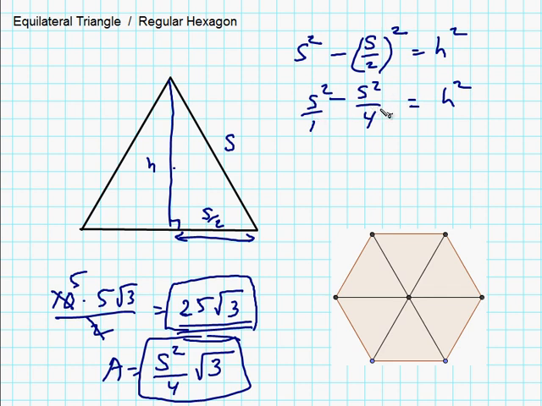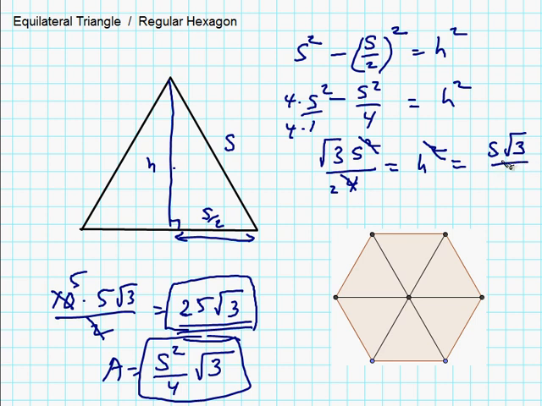How do I combine these fractions? Well, I need the same denominator, so I have to take this times 4 over 4. Now the denominators are both 4. So I have 4s squared minus one of them is 3s squared over 4. And then if I want to find h, I have to take the square root of both sides. The square root of this will be the square root of 3 times the square root of s squared, which is just s, times the square root of 4, which is simply 2. So h is going to be s times the square root of 3 over 2.